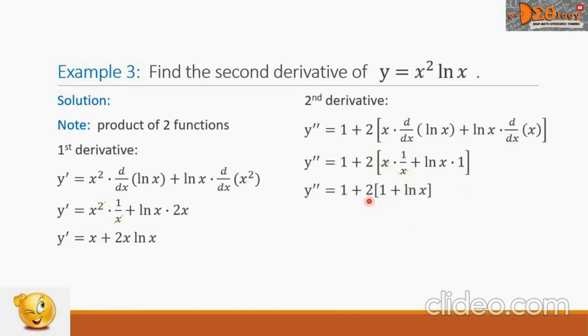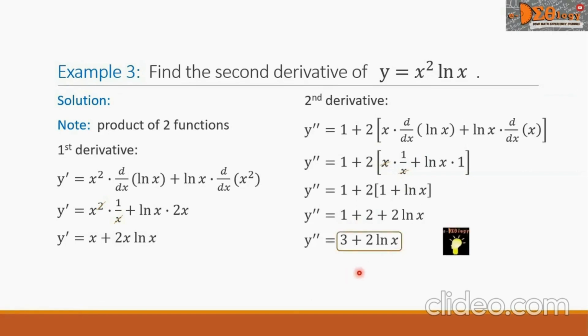Now let us multiply this constant 2 in all the terms inside the grouping symbol. So we have 1 plus 2 plus 2 ln x. This number 1 plus 2 can be combined together. So y double prime is equal to 3 plus 2 ln x.